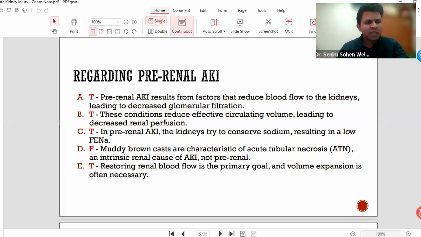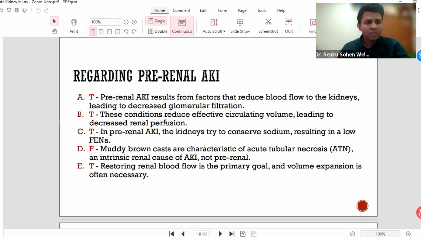A urine sediment showing muddy brown casts is characteristic? No. Muddy brown casts are a feature of acute tubular necrosis. In pre-renal AKI, you can get some casts. These are known as hyaline casts, which could be there in normal patients also, or in pre-renal AKI. But muddy brown casts, because of the necrosed tubular cells which are sloughed off in the tubules and excreted in the urine, are a characteristic. Muddy brown granular casts are a characteristic feature of acute tubular necrosis.